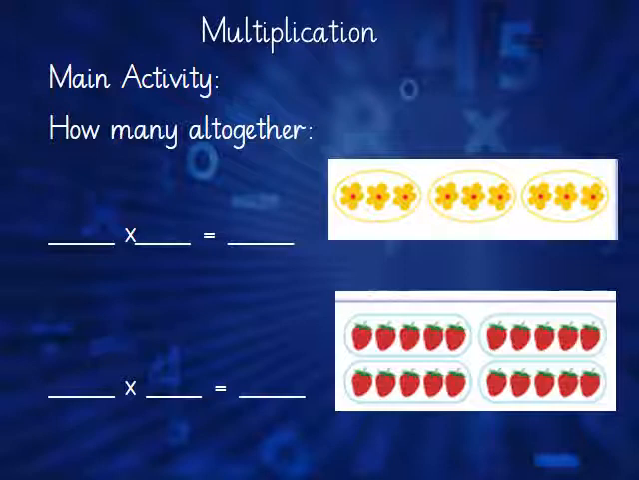Coming up with the answers for the first picture. The multiplication sentence is 3 multiplied by 3 is equal to 9. And for the second picture, the multiplication sentence is 5 multiplied by 4 is equal to 20. You can count the things at the end to ensure your answer. Hope your answers are correct. Well done.